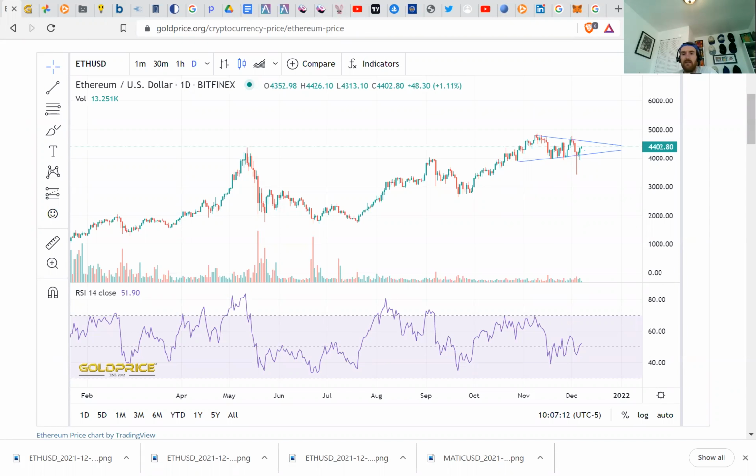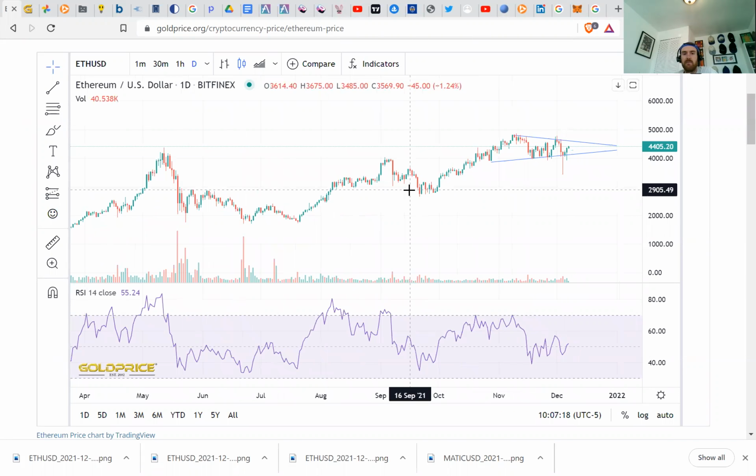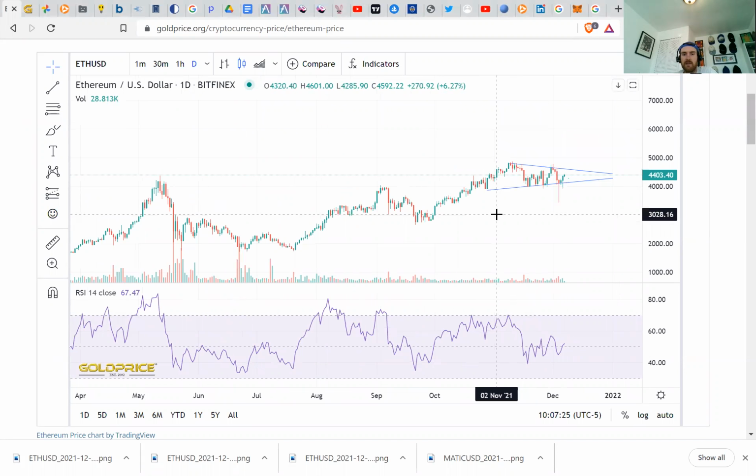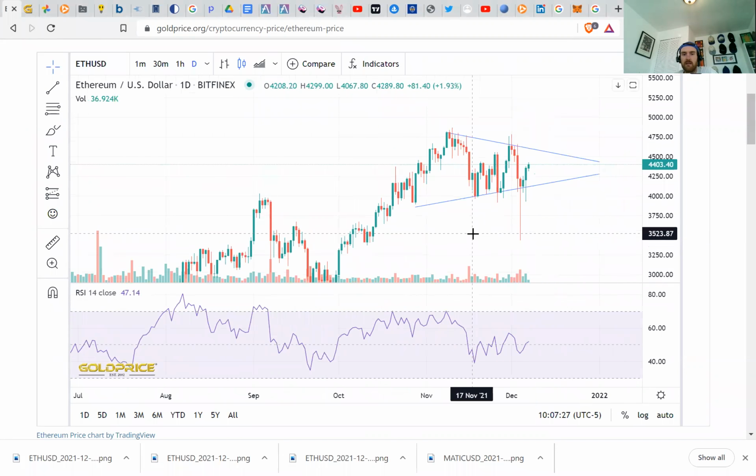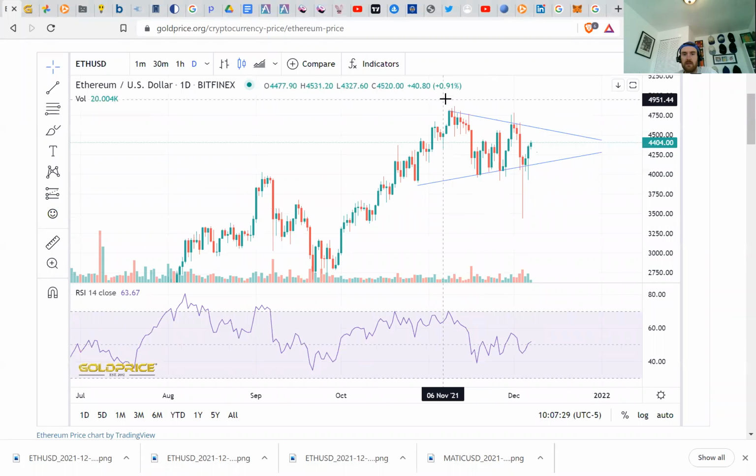Today we're going to be looking at Ethereum and the Ethereum chart. We're going to look at some different things, including the ETH Bitcoin ratio. We're just going to compare the 2017 run to this run, because let me tell you, these are looking eerily similar. And let's look at this wedge that we're forming now.